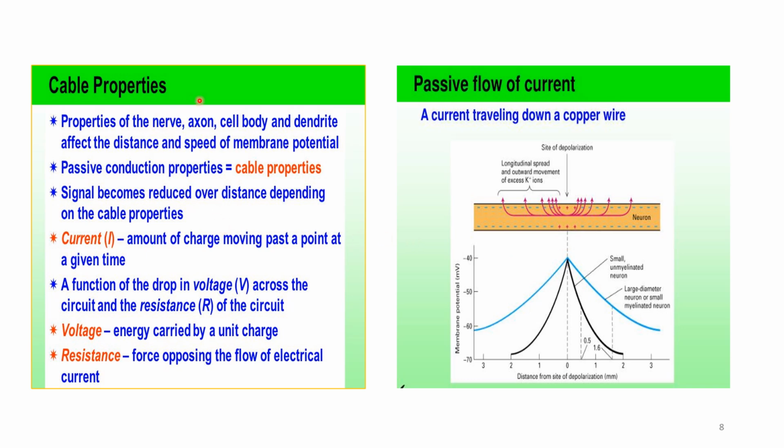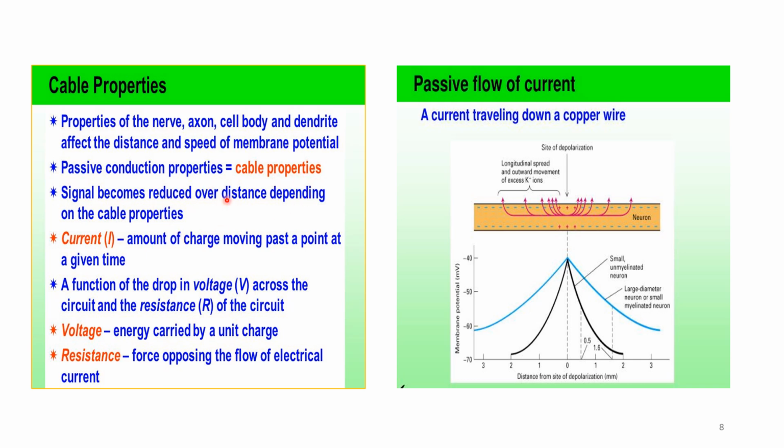So coming to cable properties. These are the properties of the nerve: axon, cell body and dendrite. They affect the distance and the speed of membrane potential change. Why are these important? Because these properties will affect the distance and the speed of the membrane potential change. These are called passive properties. These are passive conduction properties.